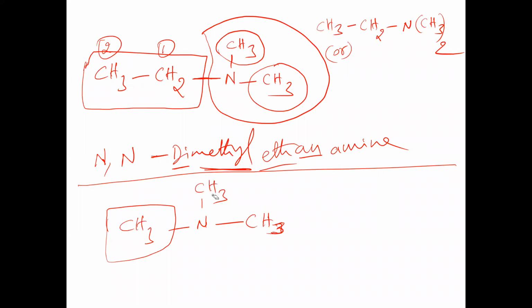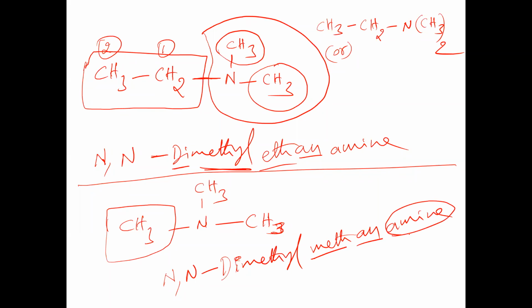Methyl groups are substituted. So we have taken now N comma N, dimethyl methanamine. Amine is what now? Secondary suffix name. Here in methanamine, in the parent chain, how many carbon atoms are there? One carbon atom is there. So it is N comma N dimethyl methanamine.